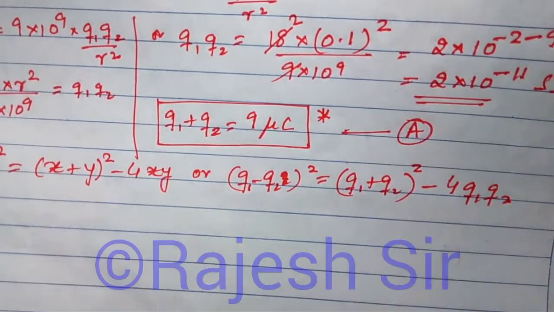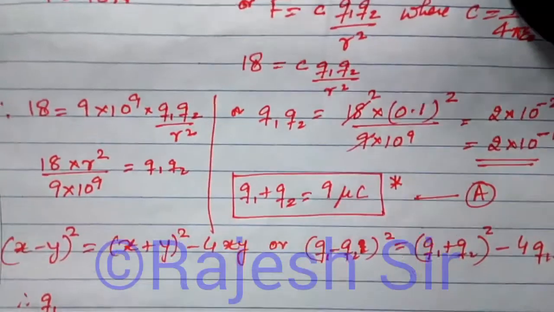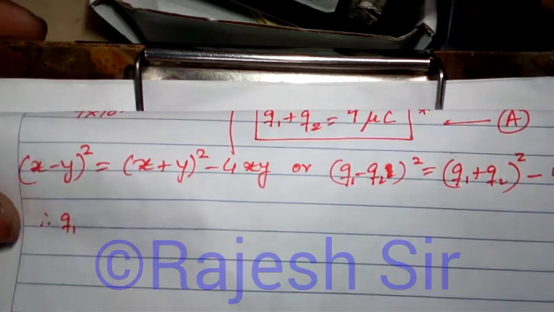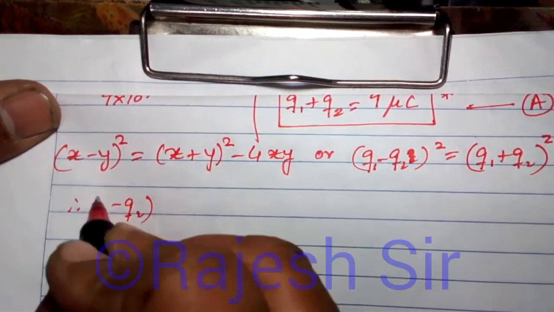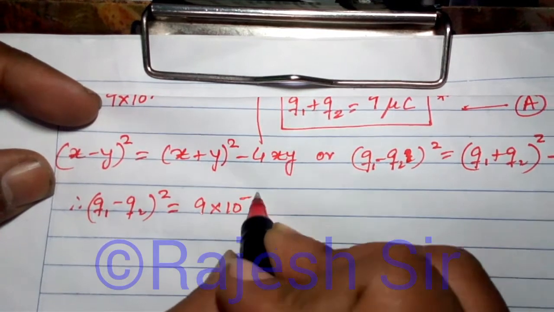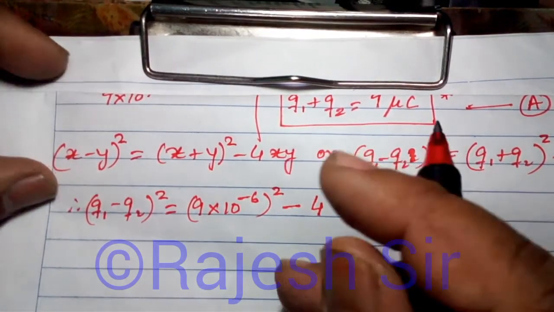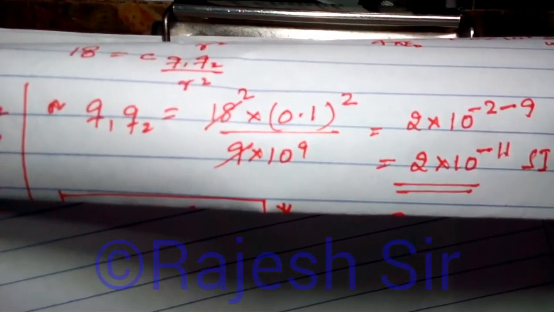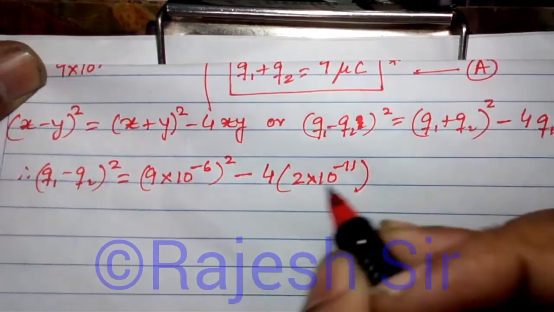Now we already have got Q1 plus Q2, therefore what I can say, Q1 minus Q2 whole square is equal to Q1 plus Q2, which was 9 micro, means 10 to the power of minus 6, whole square, minus 4 times Q1 Q2, and we have already calculated the value of Q1 Q2, that was 2 into 10 to the power of minus 11. You can see over here that we had calculated that Q1 into Q2. So we are going to substitute it over here, 4 into 2 into 10 to the power of minus 11 in the place of Q1 Q2.